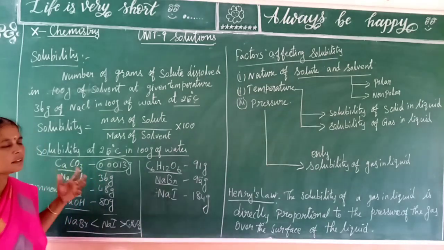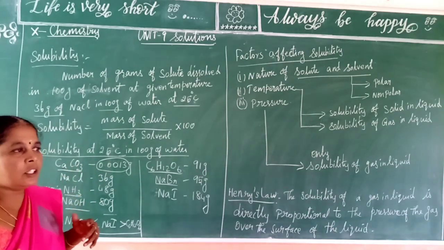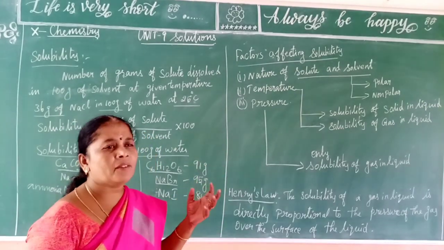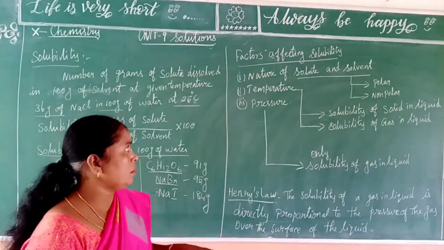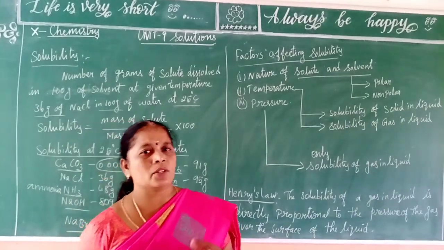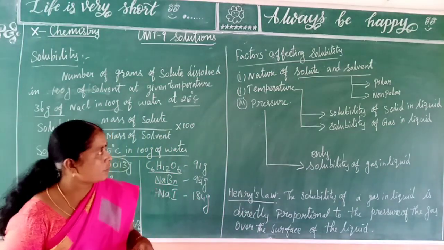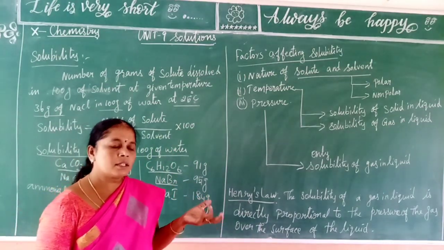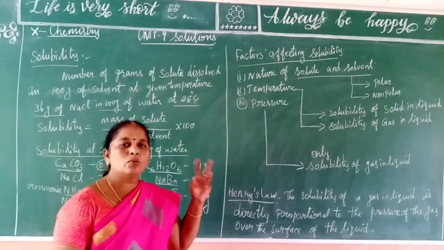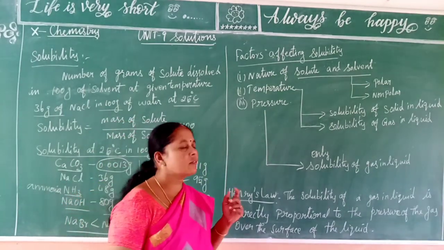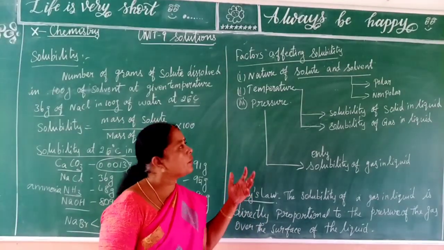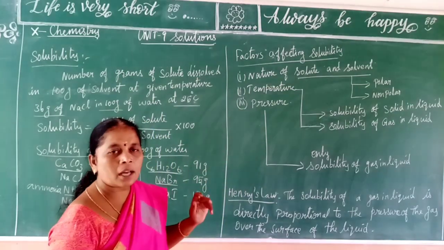What are the factors affecting solubility? You know very well, some of the factors that affect solubility. That is the nature of solute and solvent. What is meant by nature of solute and solvent? You know very well, solute is some substance, which may be solid, liquid, or gas, and solvent is of two types. One is aqueous solvent, and another one is non-aqueous solvent. Already in the last video we saw aqueous and non-aqueous solvent.